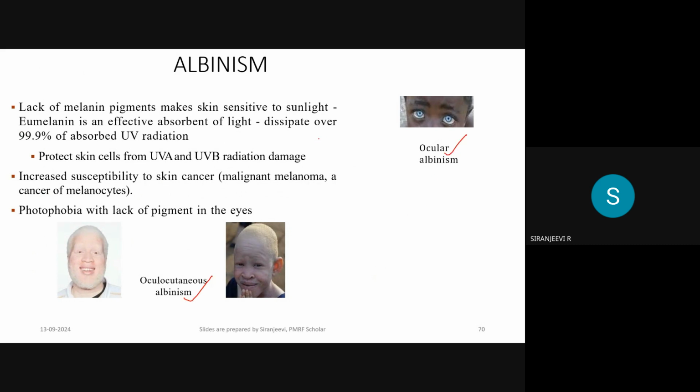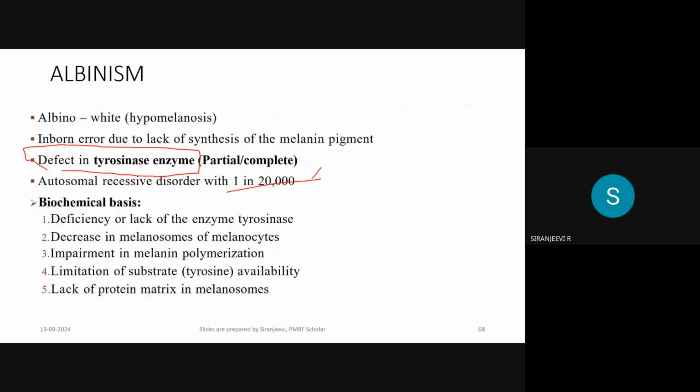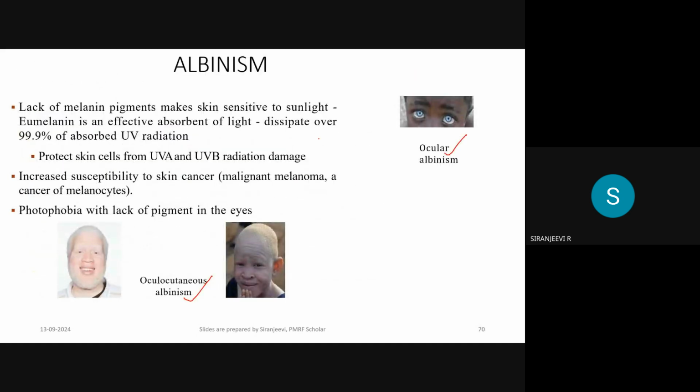And whenever the melanin pigment is not there, the skin is sensitive to the UV rays, and that leads to damage of your DNA and the genetic material. So that finally leads to the skin cancer called malignant melanoma, or the cancer of the melanocytes. So these albinism patients are photophobic in nature due to the lack of pigment in the eyes.